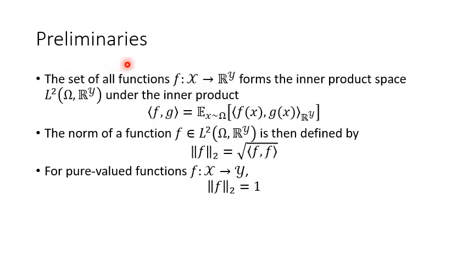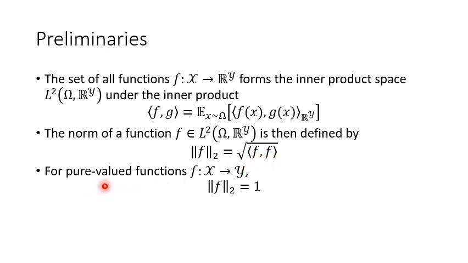Now, let's take all functions from X to the vector space of formal linear combinations, and let's form an inner product space under the following inner product. So for F and G, which are functions of this form, we will define the inner product as taking the expectation over a random sample X from our probability distribution, and then just taking the expectation on the inner product of the values that the function is given X. Then we can naturally define the L2 norm of a function from this inner product space to be the square root of the inner product of the function with itself.